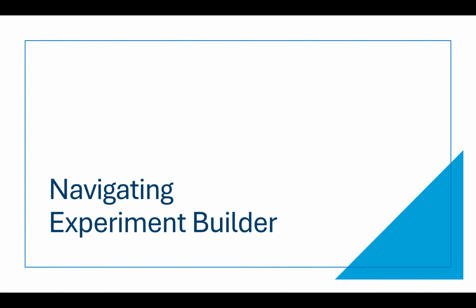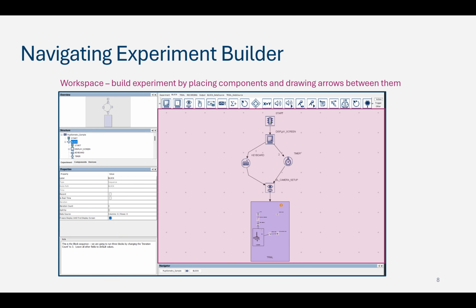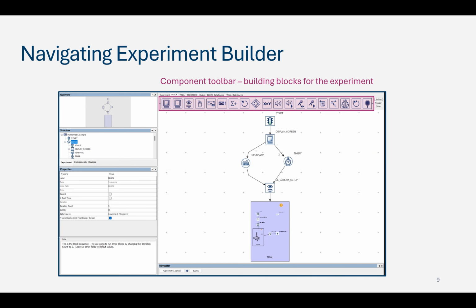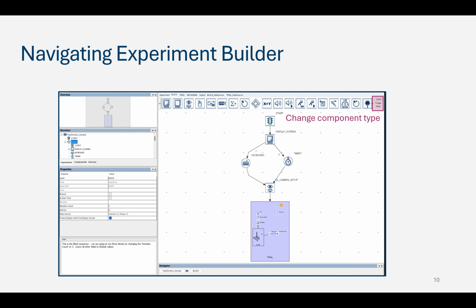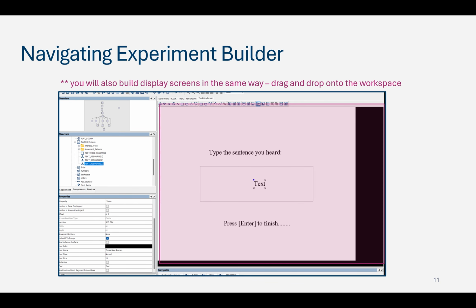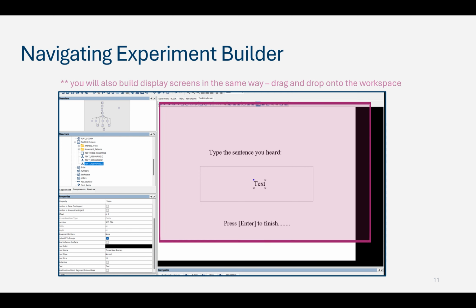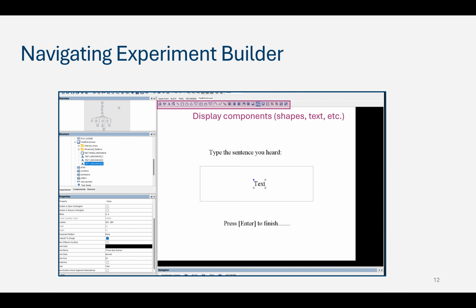So let's talk about how to actually navigate Experiment Builder if you wanted to edit that example or make your own. As I said, the big white grid area is called the workspace. You'll sometimes see it called the graph when it's in this mode where you're building the flow of your experiment. This is the component toolbar at the top. The way you build an experiment in Experiment Builder is by dragging these components onto the graph and then drawing arrows between them. You can switch what component type you are dragging in the corner, and I will explain those in a bit. And then, as I said, you will build display screens in the exact same way. There's a toolbar at the top, you drag them onto a workspace, and it's completely visual.